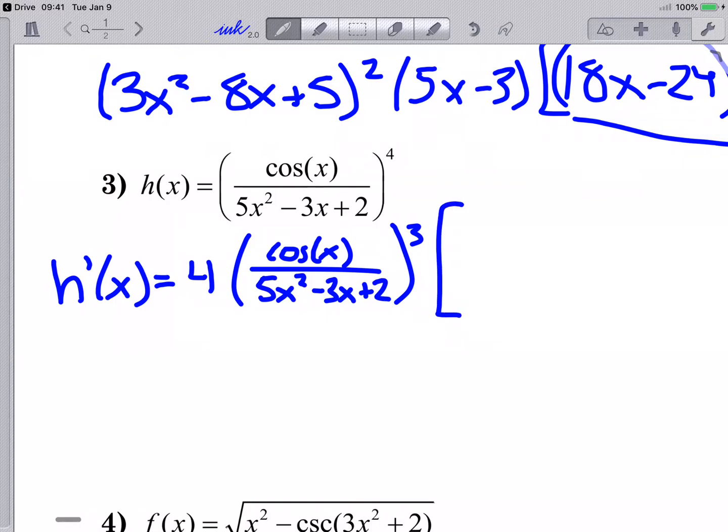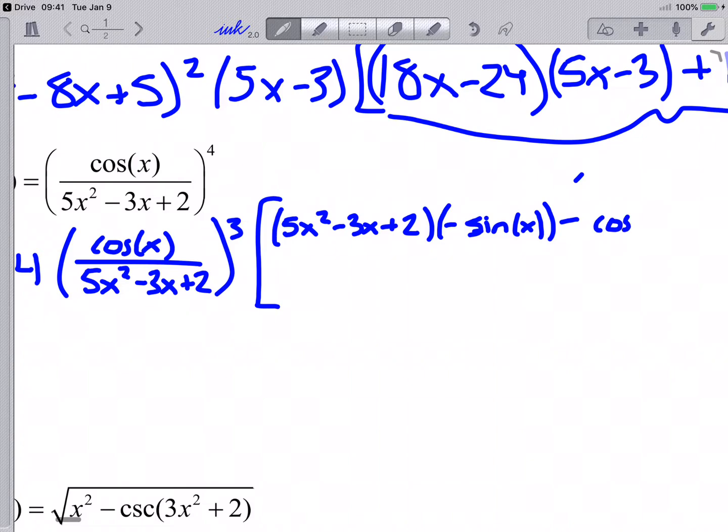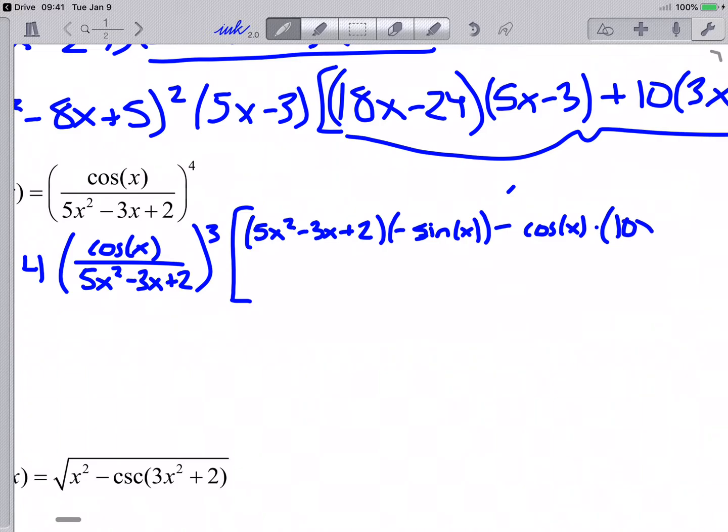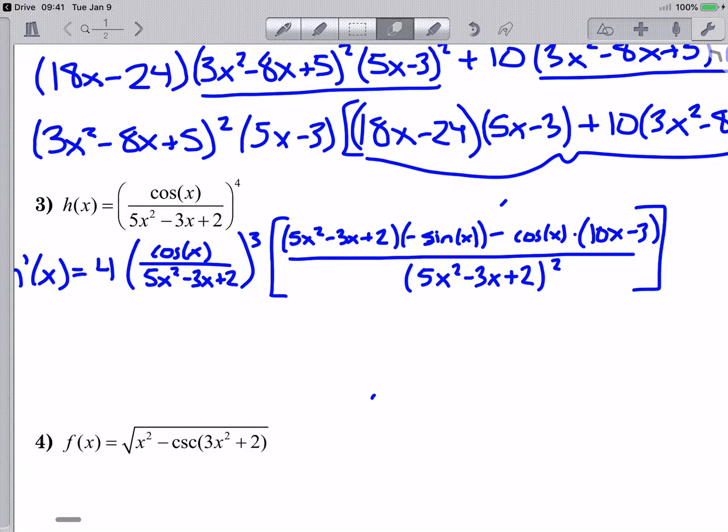Now I have to take the derivative of the inside. Low d high minus high d low, all over low squared. So I copy the bottom. And I take the derivative of the top, which is negative sine of x. Subtract the copy the top down, high d low. Derivative of the bottom is simply 10x minus 3. All over the bottom squared. There is my calculus answer. The rest is algebra.